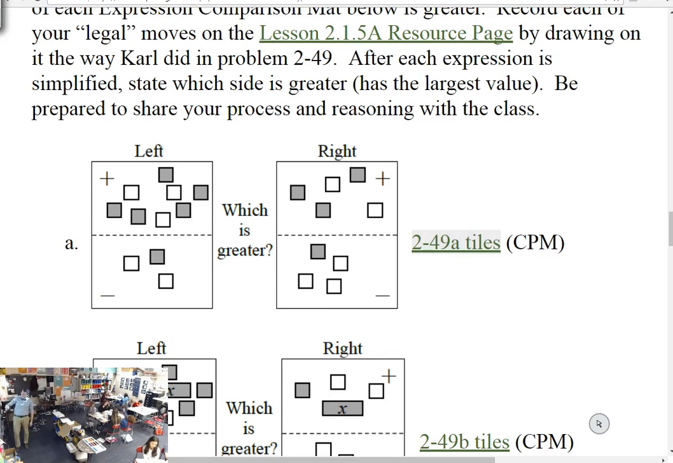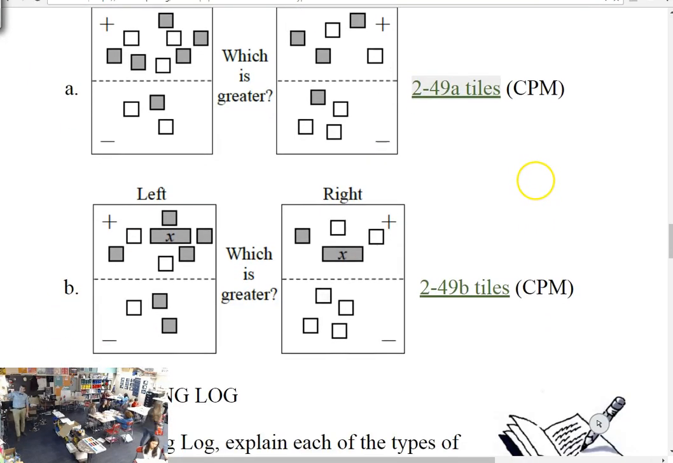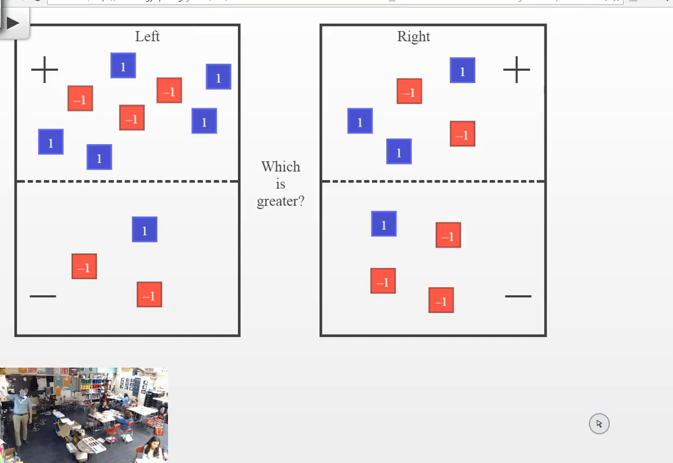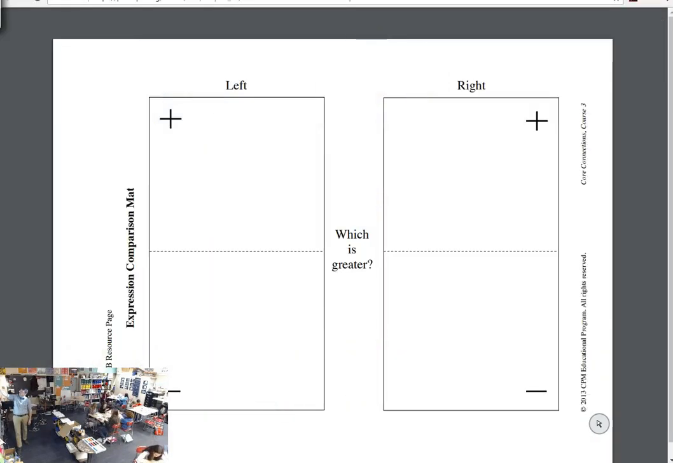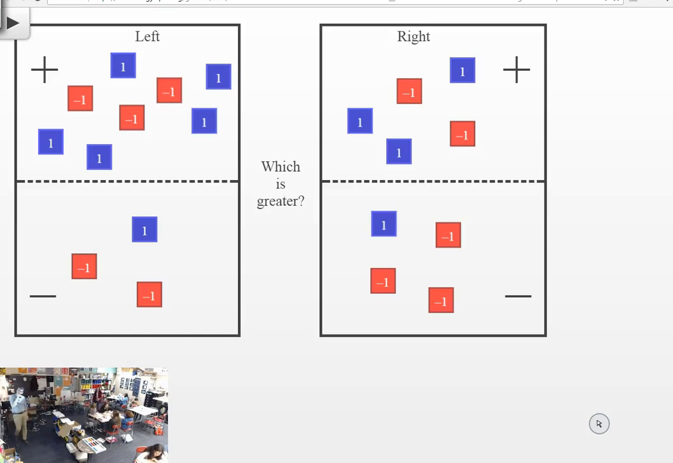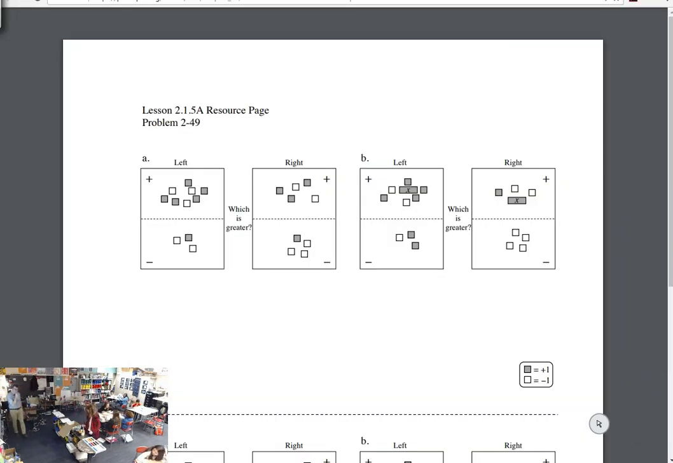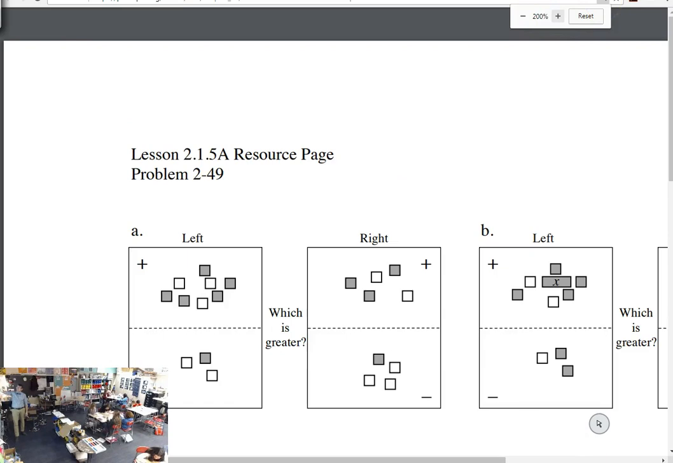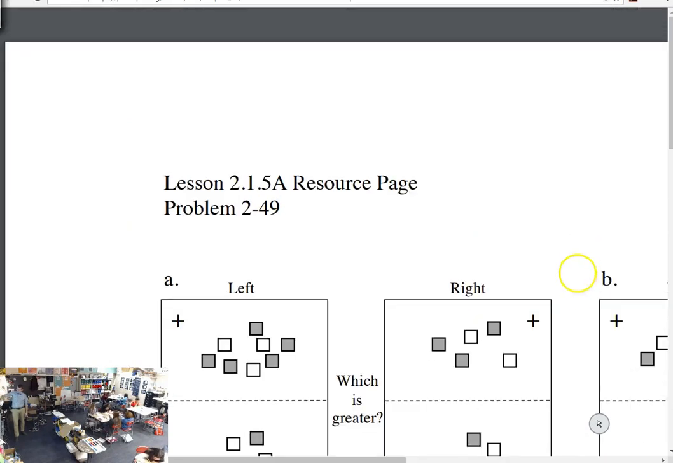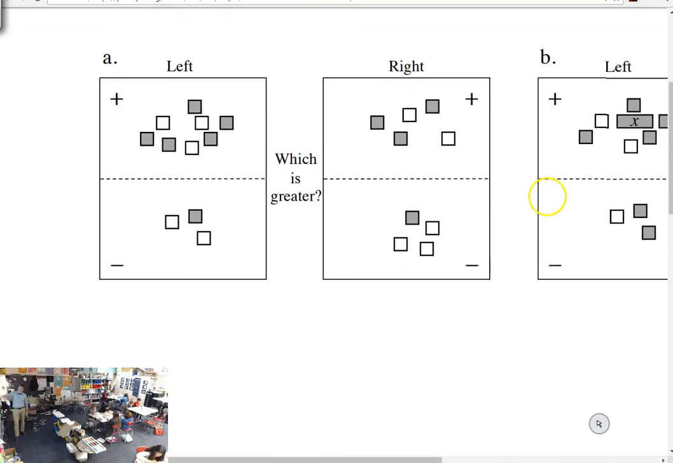Try this with your team. Discuss what you can do, and then figure out which one is bigger. I think this is 49. So actually, you guys have this. You're looking at that. You're on A. So you want to do A and B with your groups. A positive and 2 negatives. I'll work on the page with you guys so mine looks like yours.